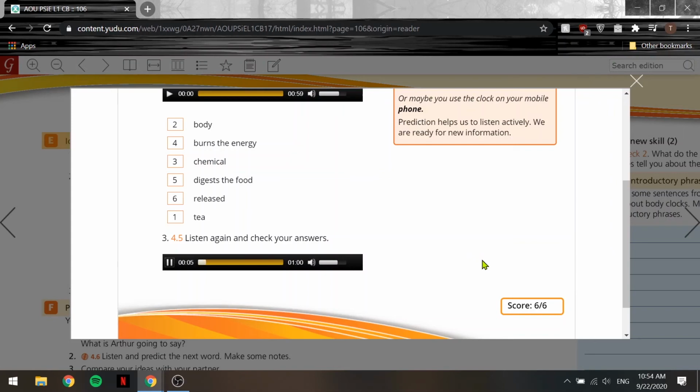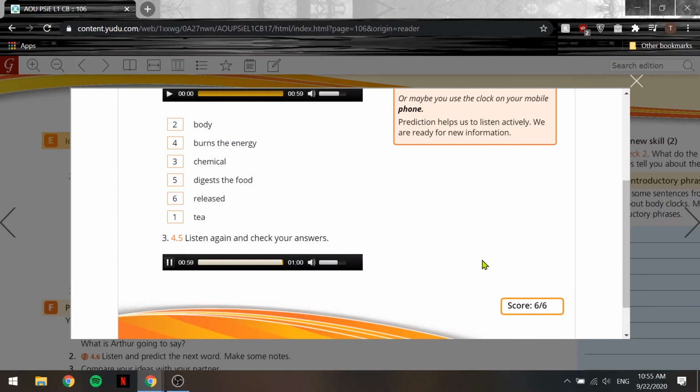1. Have a small meal at 7 a.m. or 8 a.m. and a cup of coffee or a cup of tea. 2. Food and caffeine wake up your body. 3. Caffeine is a chemical. 4. The human body uses the energy from food. It burns the energy. 5. How does the body get energy from food? It digests the food. 6. The energy in the food is released.